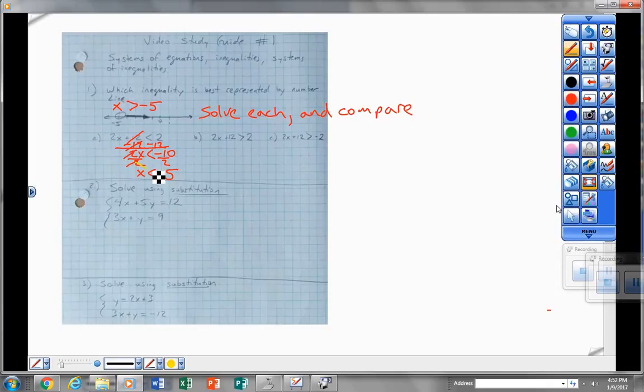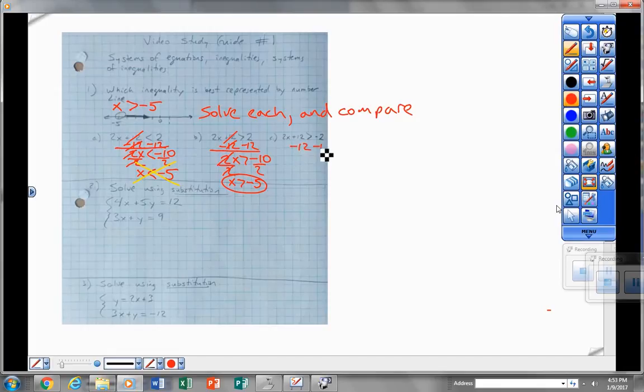Next problem, same thing. Going to start by subtracting 12 on both sides. Those cancel away, bring down my 2x, my inequality, my -10. Next, divide both sides by 2, and that gives me x is greater than -5, which matches that answer. So obviously that one will be the one I choose.